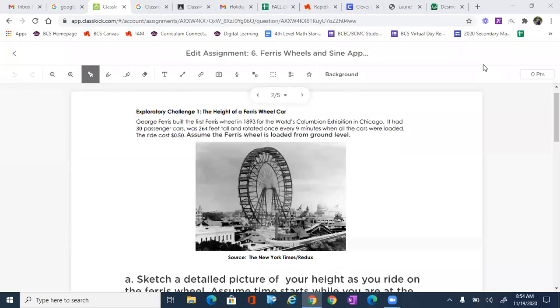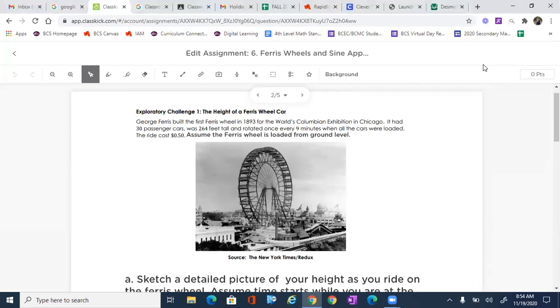Here we go. We're going to talk about Ferris wheels and sine applications, or making a trig curve from data on a Ferris wheel as we travel around in a circle. George Ferris built the first Ferris wheel in 1893 for the World's Columbian Exhibition in Chicago. It had 30 passenger cars, was 260 feet tall, and rotated once every 9 minutes. When all the cars were loaded, the ride cost 50 cents.